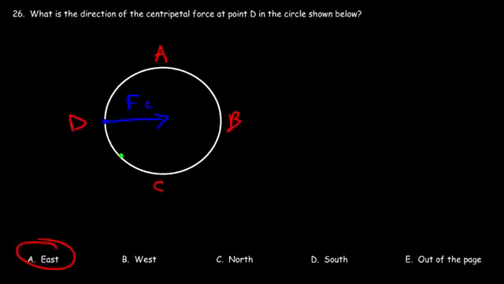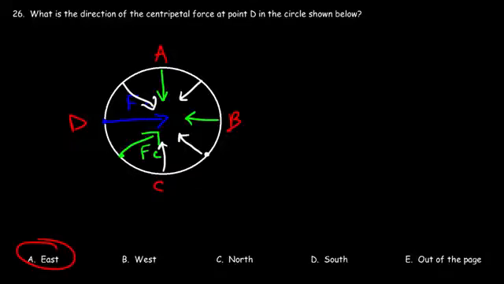So let's say if we're somewhere here, the centripetal force will point in a northeast direction between D and C. At A, it would point south. At B, it would point west. And at C, it would point north. So at, let's say, somewhere between B and C, it would point in the northwest direction. Between A and B, it would point in the southwest direction. Between A and D, in the southeast direction. So based on where you are in a circle, you can always determine the direction of the centripetal force. It always points towards the center of the circle. So A is the right answer in this problem.